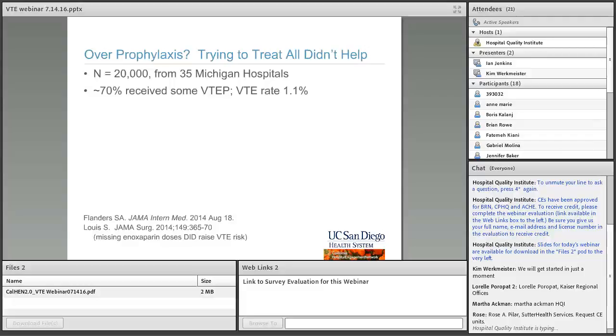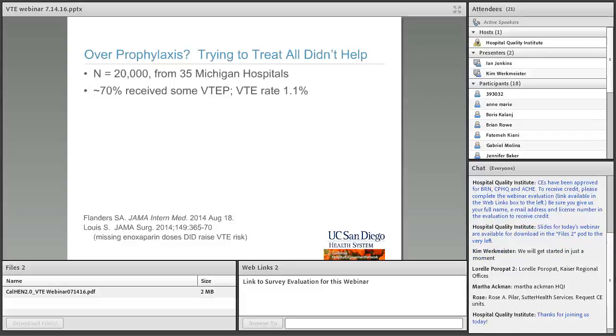Another thing to point out regarding overprophylaxis is an important study relatively recently from Michigan. They looked at 20,000 medicine admissions from 35 hospitals, and they found that the majority of patients received some form of VTE prophylaxis.